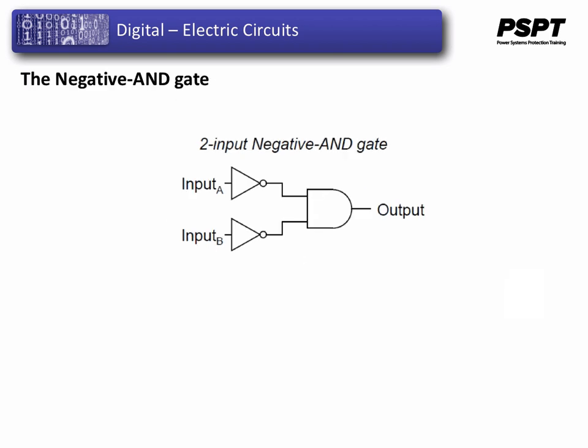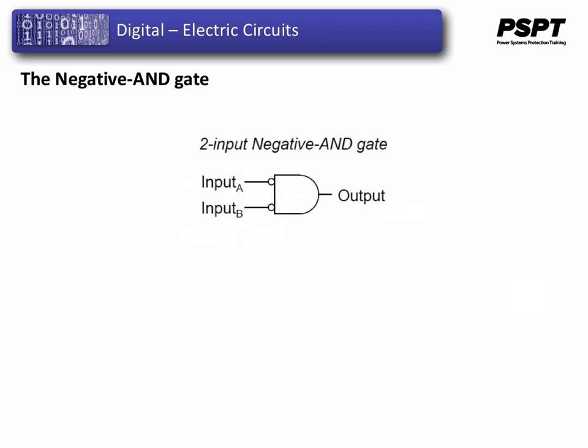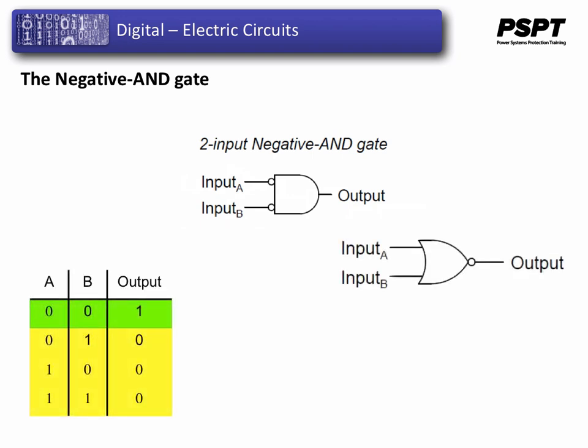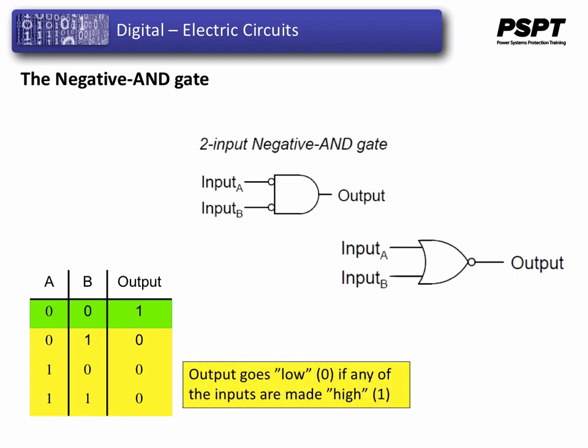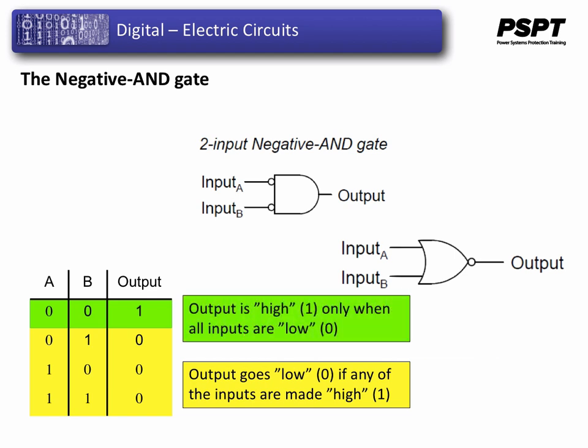Another gated function is the negative AND gate. The negative AND gate functions the same as an AND gate with all of its inputs inverted, connected through NOT gates. In keeping with standard gate symbolization convention, these inverted inputs are signified by little bubbles on the input. Contrary to most people's first instinct, the logical behavior of a negative AND gate is not the same as an AND gate. Its truth table actually is identical to a NOR gate. The output goes low, 0, if any of the inputs are made high, 1. The output is high, 1, only when all of the inputs are low, 0.